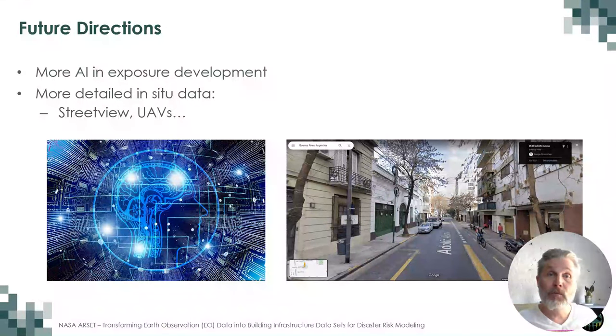And also we're seeing a lot more detailed in situ data. Street view, UAV data is a great way to supplement your database, your mapping schemes, and so on. We've always used street view data. You have to be careful you don't bias the data based on where that street view data has been collected.